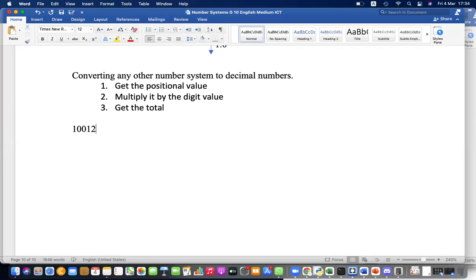Let's say this number is in binary. So let's convert this to the relevant decimal number. Here you can see the base is 2, so the positional values will be 2 to the power 0, 2 to the power 1, and so on. So this is how the positional values are taken, right? There are 5 positions.